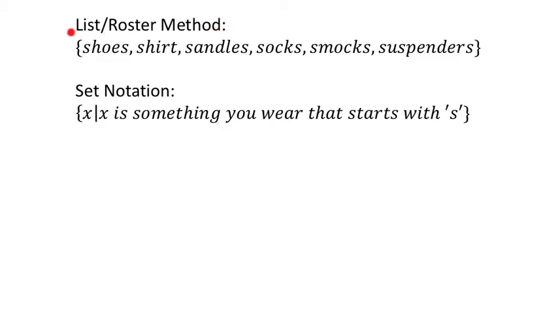But this is just the list method, which is, I think, the most common method we use in this class. But like you said, we have seen the set builder notation, which kind of looks like this. But it's more generalized. See that? So shoes, shirts, sandals, socks, smocks, and suspenders. Those are things that you wear that start with S. But yeah, set notation is more of a general format for those, so that you don't actually have to list all the values or whatever's in the set.